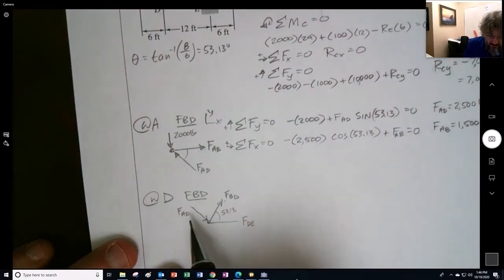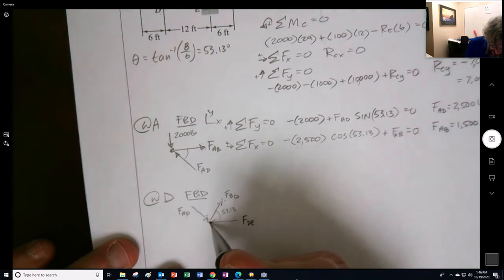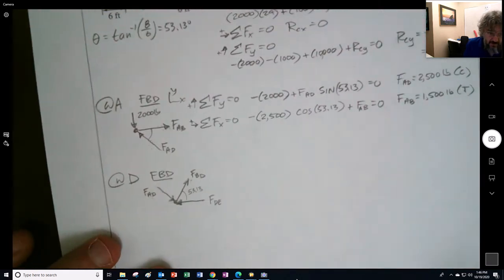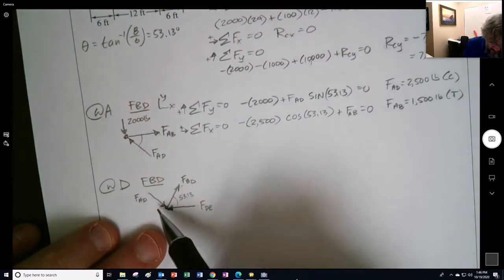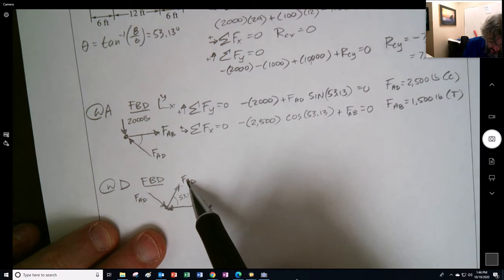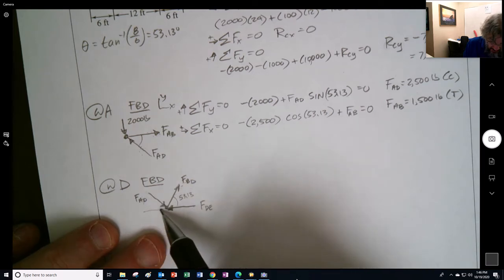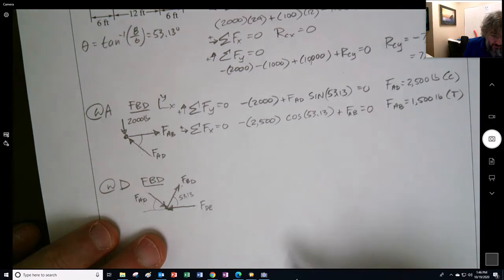Now the next logic is that this one's going to the right and this one's going to the right, so this one has to go to the left. That's the kind of logic, right? And so if we want to find it, we need to find the vertical component. All right, so we have this guy, and we know, by the way, that's also 53.13 degrees.